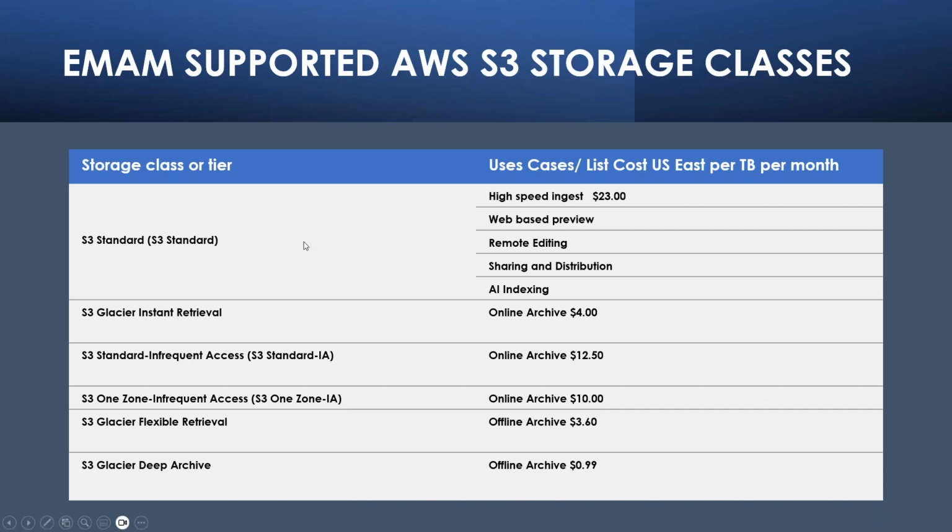So you can keep the media in the standard tier for high-speed ingest, web-based preview, remote editing, sharing, distribution, AI indexing. Glacier Instant Retrieval, online archive, infrequent access, online archive. So it's an active archive, and then it depends on your price figure. And also there is an egress cost. It's more important. If you keep it in S3 Standard, the egress costs are low. If you put it in S3 Glacier Deep Archive, your storage cost is low, but egress cost is very high, and also the retrieval time is very high. So a lot of considerations you have to make when you choose your storage class tier.